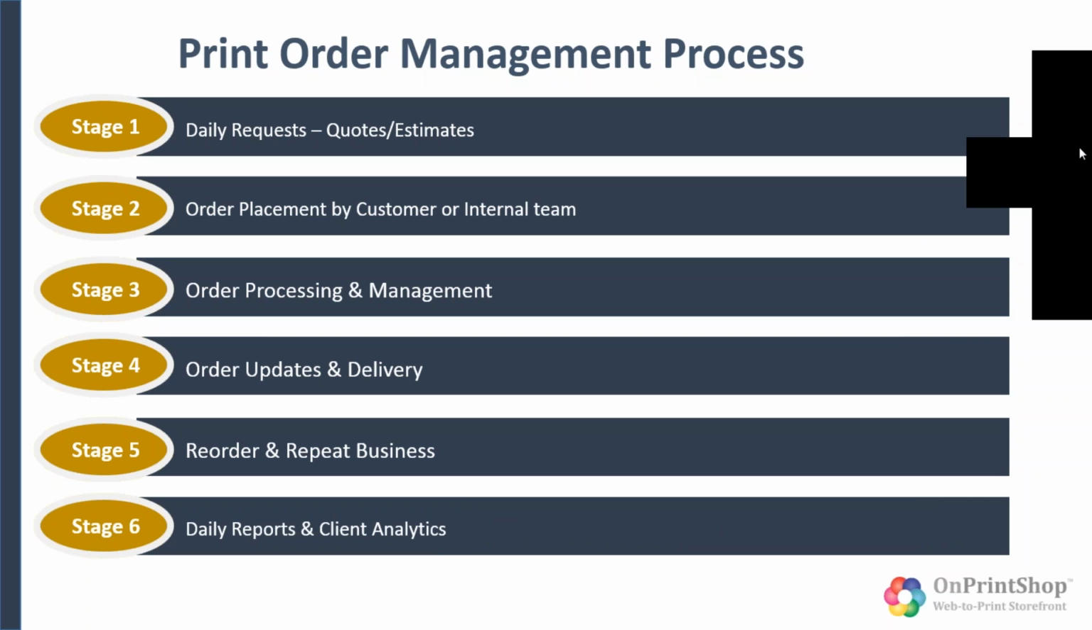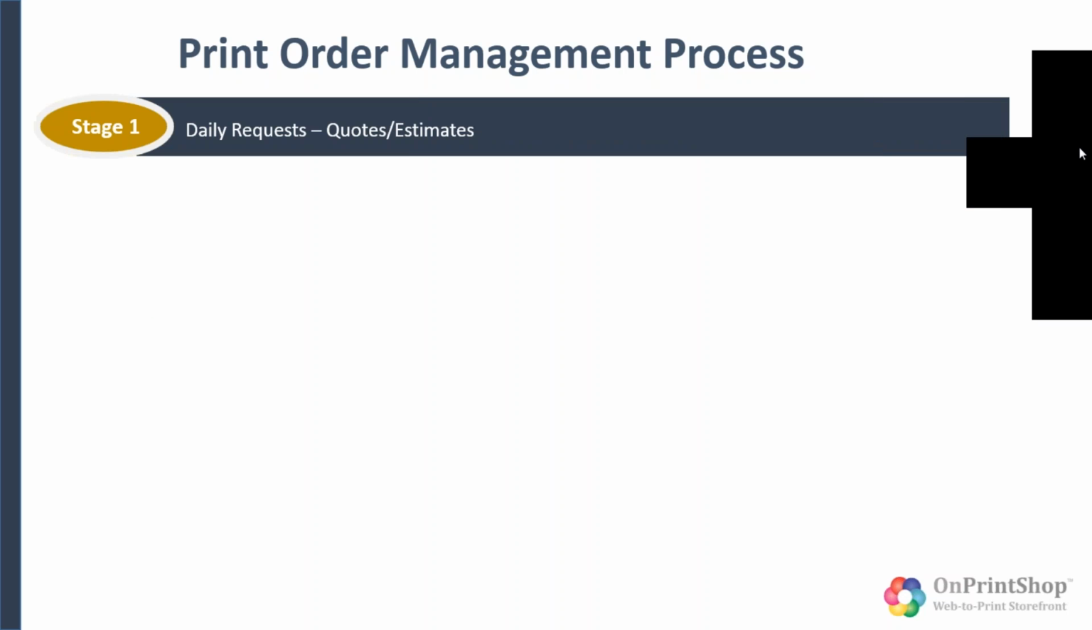And the last and very important stage, which is daily reports and client analytics. In traditional print order management, we do not have any proactive analytics, and we cannot generate reports. So these are the various processes which any printer is following in traditional print business. So now let us talk about each stage in detail, and how you can easily manage with an online order management platform, and how OnPrintShop can simplify each and every process.